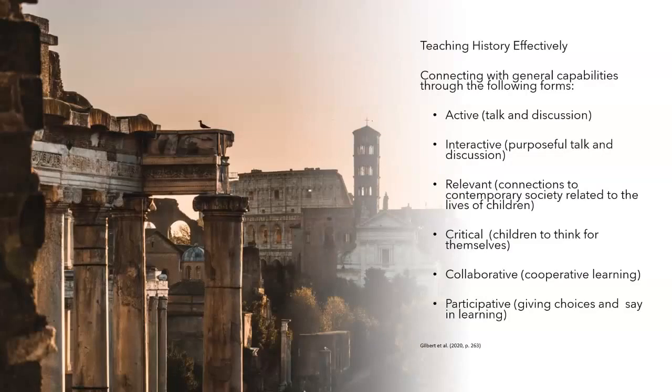Teaching history effectively. How can we do this? How can we do it so that it matters, so that it means something? What can we do in the classroom? What works? Well, we can connect through those general capabilities, which is that multicolored cube that I showed you in the past couple of weeks, or perhaps you may have seen it in the textbook or on the ACARA website. Have a look if you haven't already.